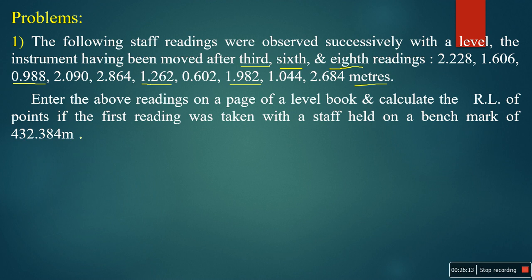Then one more condition they have mentioned, that whatever the first reading is, it is taken on a benchmark. The RL of the benchmark is how much? It is 432.384 meters. So this is our first reading. This reading is taken on the benchmark, means the RL of the benchmark is given directly. It is 432.384 meters. Clear? Now I will draw the diagram with respect to that. Then you will come to understand the staff readings.